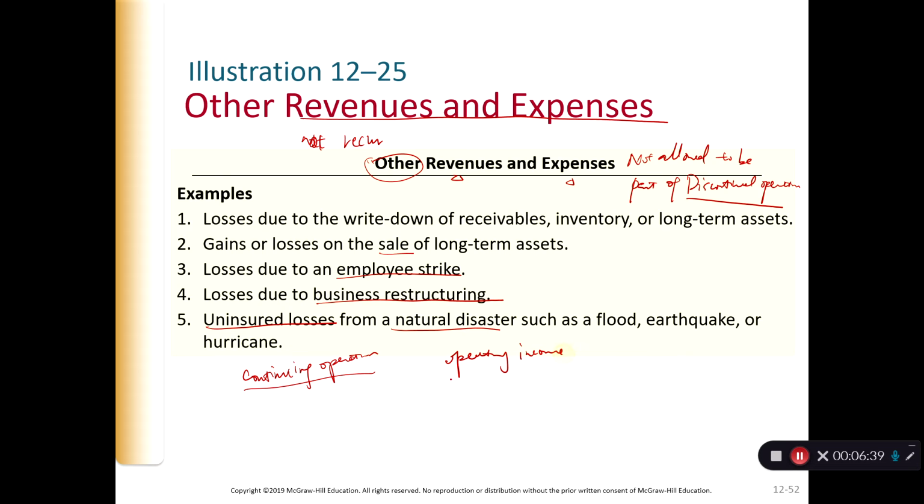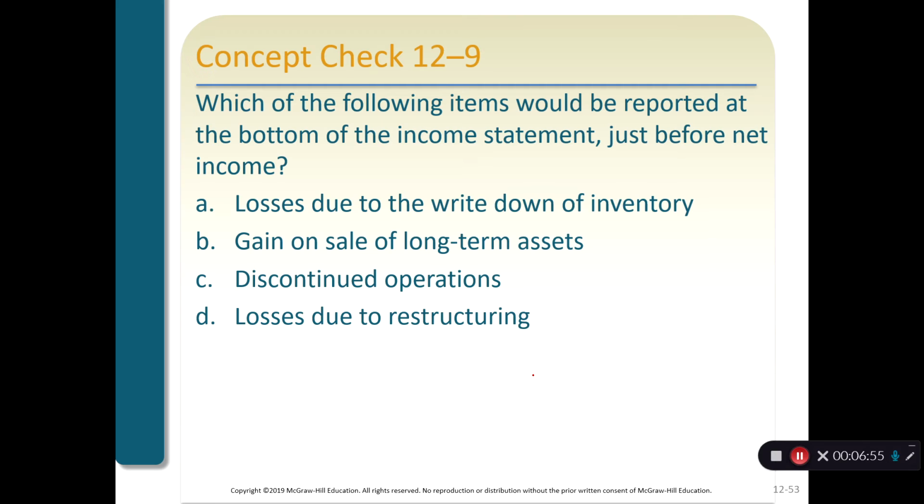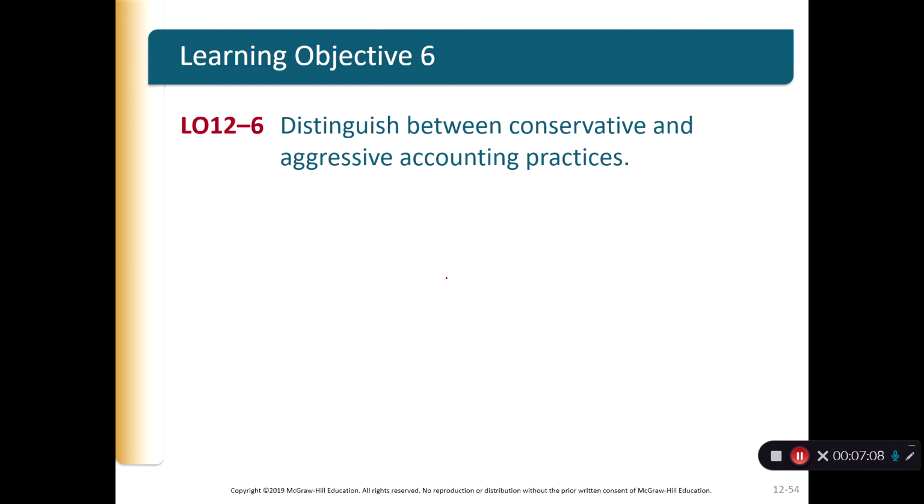Remember, we talk about multi-step income. They are not in here, but they are part of continuing operation, but they are part of other income and expenses. Okay, so let's look at this. Which of the following items would be reported at the bottom of the income statement just before net income? Of course, discontinued operation, right? That's what we saw in the example.